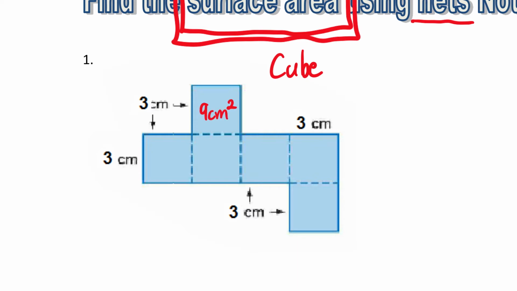Now, how many of those squares are there? There's 6 of them, right? So if each of them has an area of 9 square centimeters and there's 6 of them, what would the total surface area be for this? Yep. Take the 9 square centimeters times 6 of those, and that tells you that the total area is going to be 54 square centimeters.